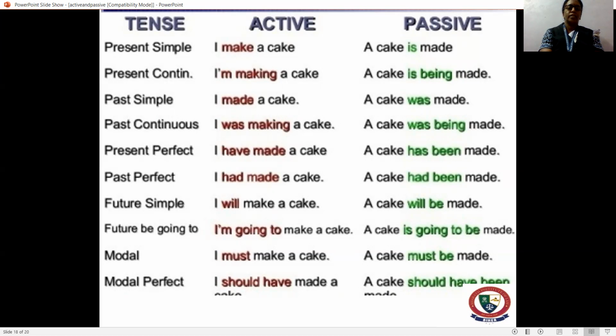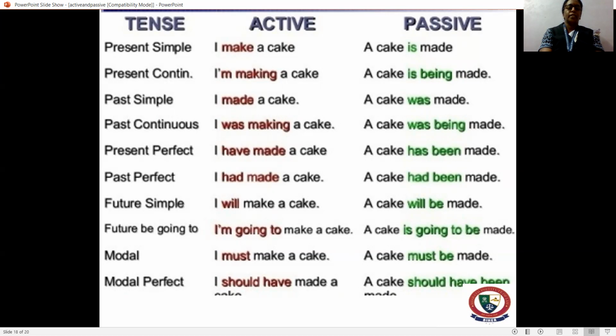So first, present tense, simple present. Make is the verb. I make a cake. When we change it, a cake is made by me. In a similar way, since it is concentrating on the tense, the subject has not been mentioned. Okay, in the passive form, the object is missed.